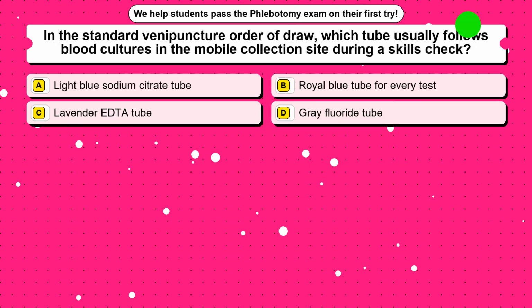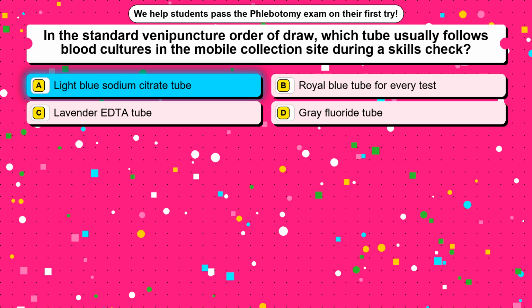Question 39. In the standard venipuncture order of draw, which tube usually follows blood cultures in the mobile collection site during a skills check? Option A, light blue sodium citrate tube. Option B, royal blue tube for every test. Option C, lavender EDTA tube. Option D, gray fluoride tube.